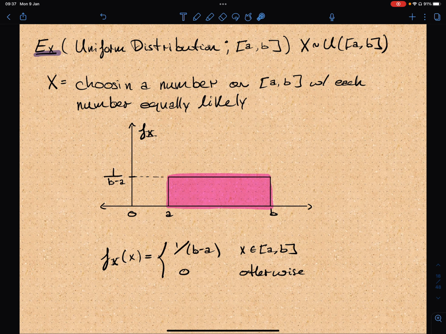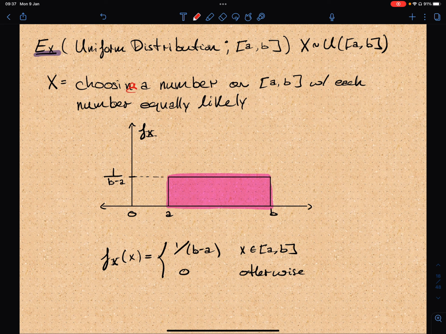So now let's go through some examples. The first example is the uniform distribution, and this kind of generalizes the uniform distribution in the discrete case.